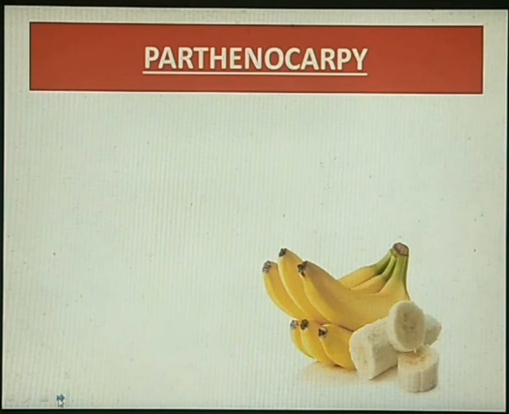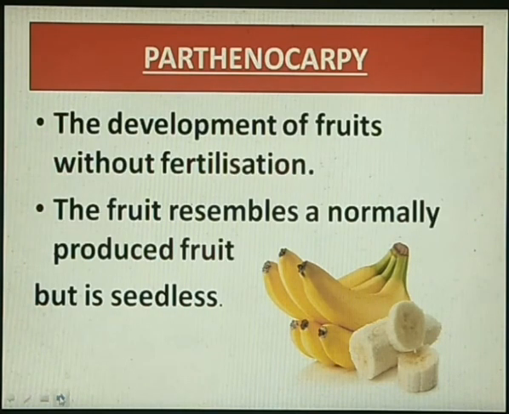Parthenogenesis also occurs in plants and it induces parthenocarpy. That is, these plants, individuals that are formed from parthenogenesis, will produce seedless fruits. For example, banana, pineapple or grapes, which occur naturally in nature. So the development of fruits without fertilization is said to be parthenocarpy. Here the fruit will resemble the normally produced fruit, but the only thing is they will be seedless.